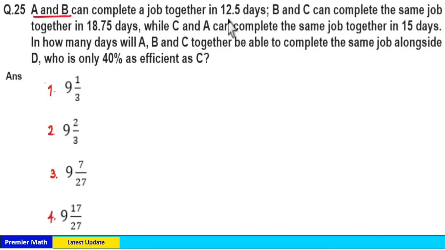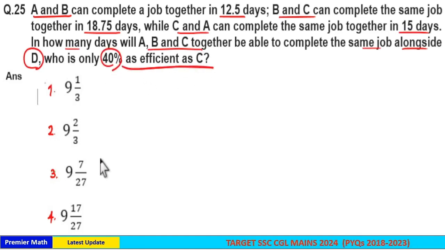A and B can complete a job together in 12.5 days. B and C can complete the same job together in 18.75 days, while C and D complete the same job together in 15 days. In how many days will A, B, C together be able to complete the same job alongside D, who is only 40% as efficient as C? Here we have to take the LCM of 12.5, 18.75 and 15.